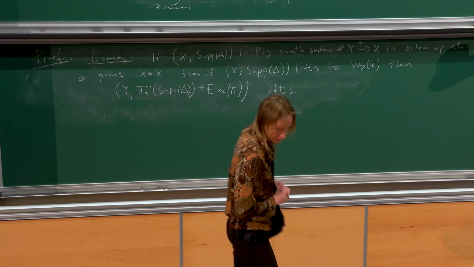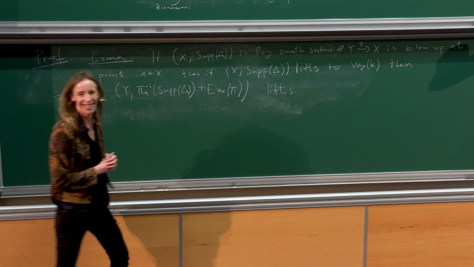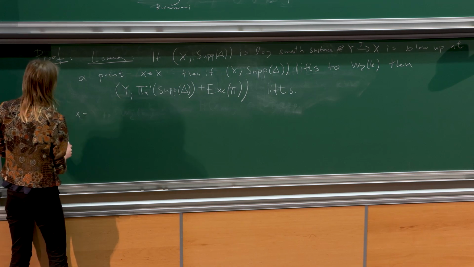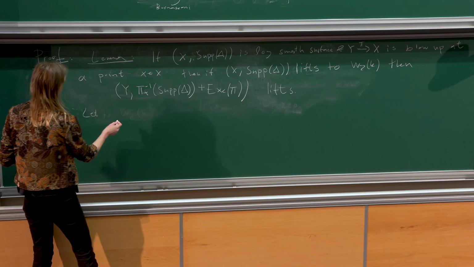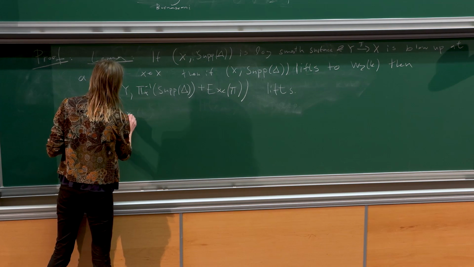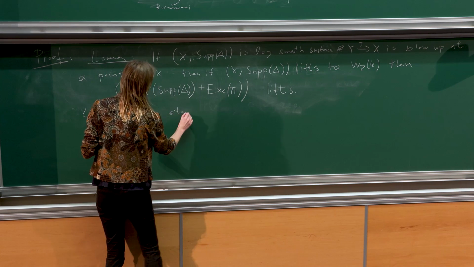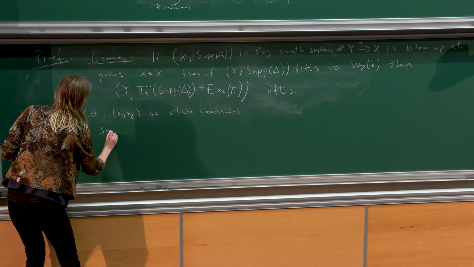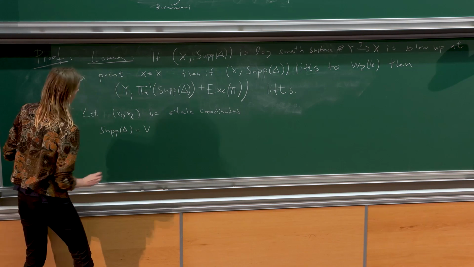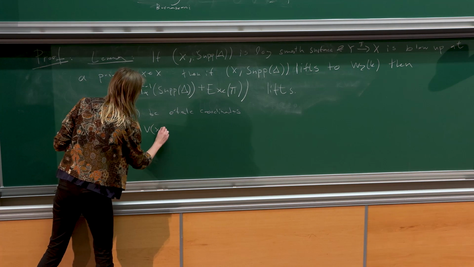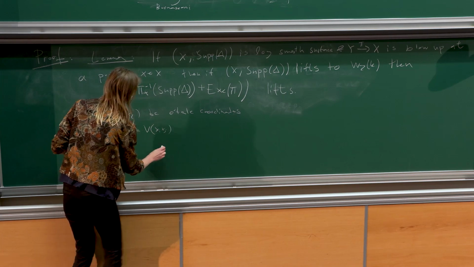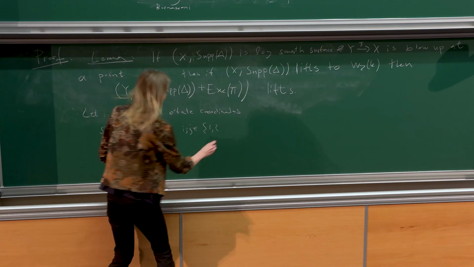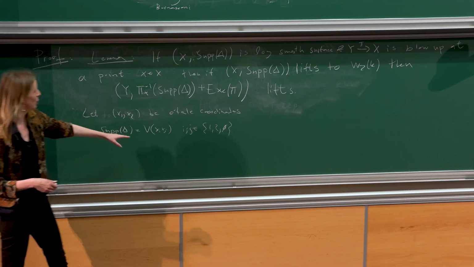Okay, why is it completely evident? It's not evident. So I guess it's completely evident if you know that x is smooth. So let x1, x2 be étale coordinates, and let the support of delta be the vanishing of xi, xj, where i and j are either 1 or 2 or the empty set, so to say. Okay, so this is how this divisor looks like.